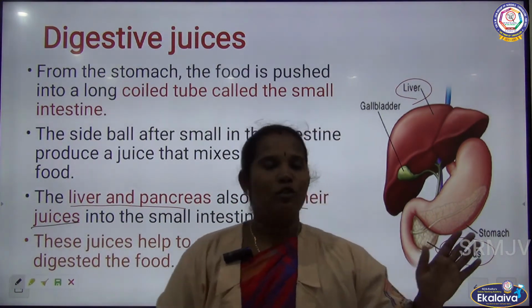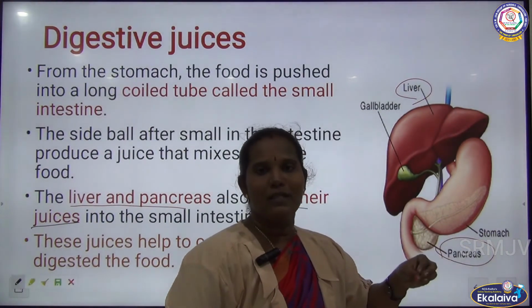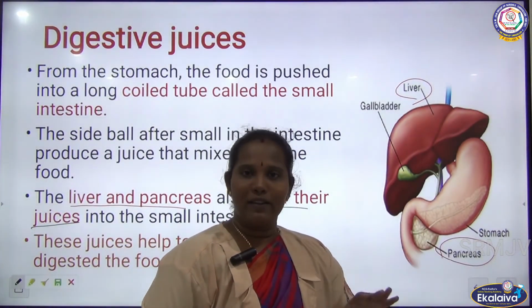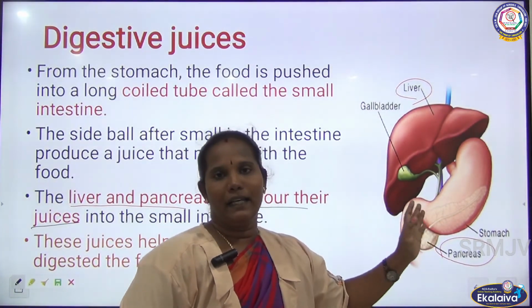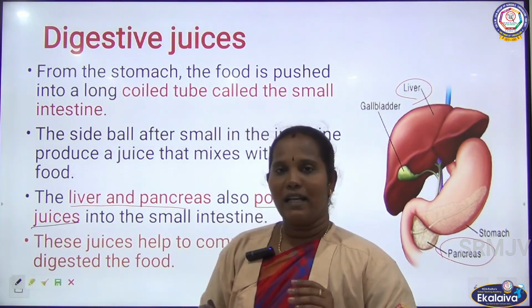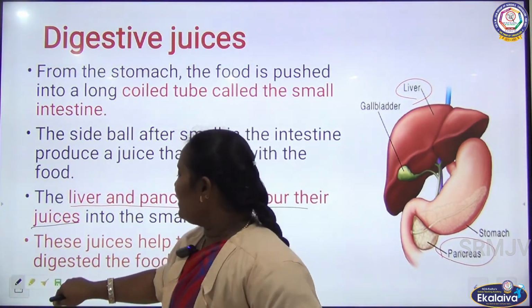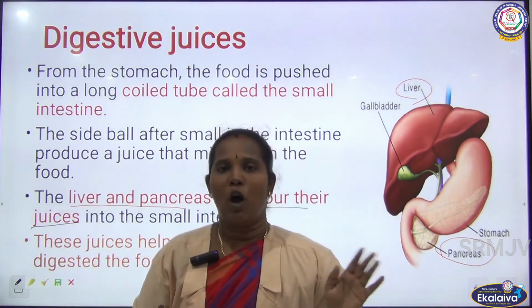These two organs pour, meaning they secrete their juices and add them into the small intestine. So another part of the digestion happens in the small intestine. It helps secrete juices for the digestion of fat and other things. Then the full, complete digestion happens in the small intestine.